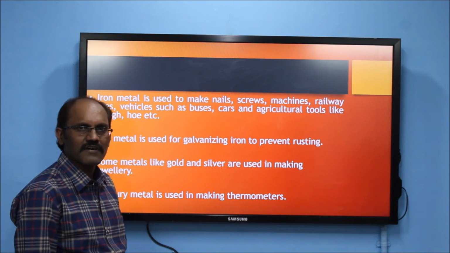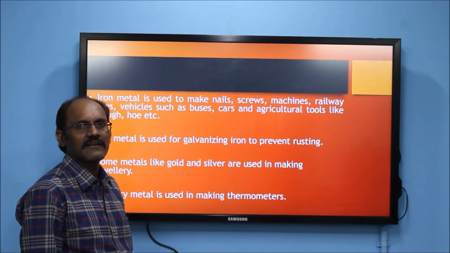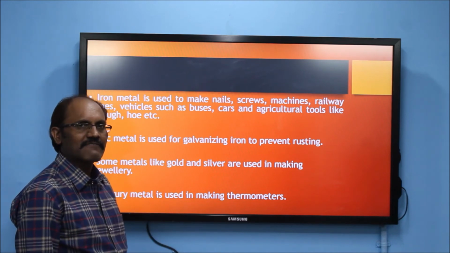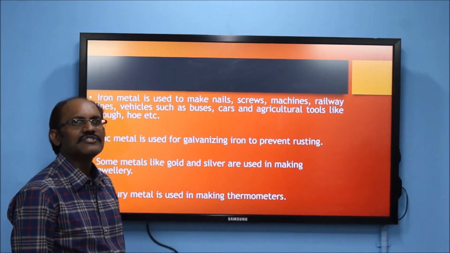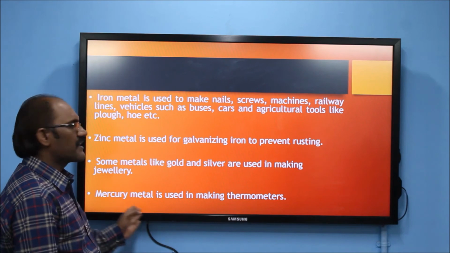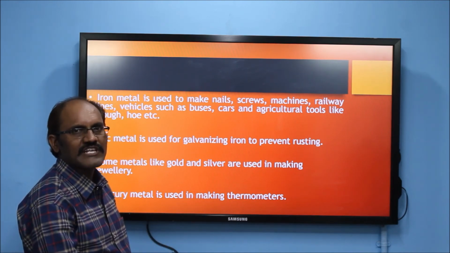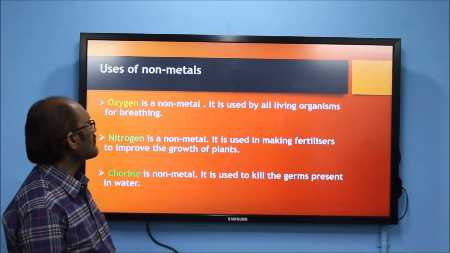Zinc metal is used for galvanizing iron metal to prevent rusting. Some metals like gold and silver are used in making jewelry items. Mercury metal is used in making thermometers to read temperature.